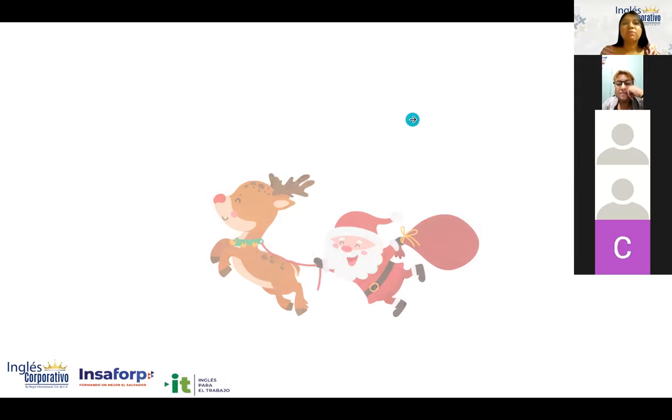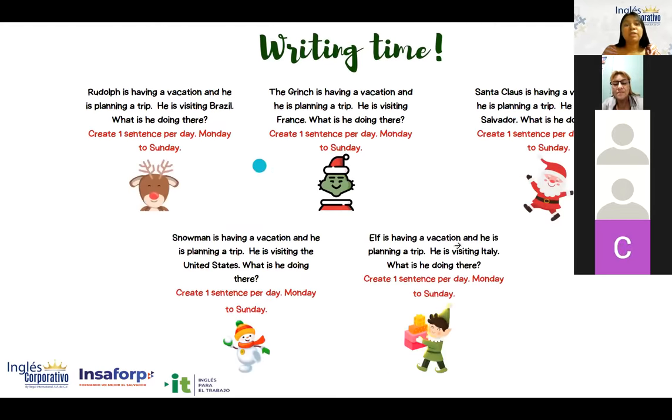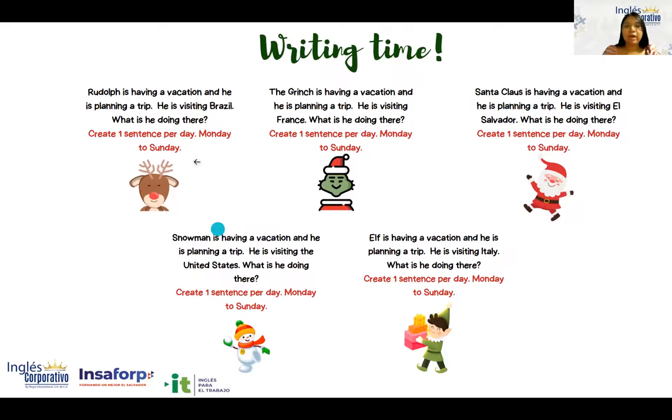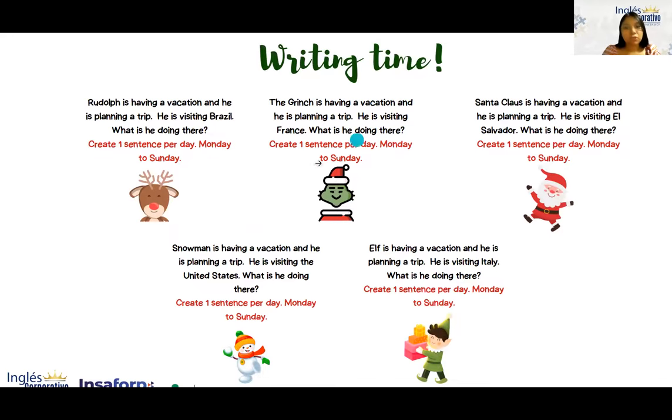Now that we already finished with all of the quizzes, we are going to start with the speaking time. So we have different scenarios right here. We have number one, number two, number three, number four, and number five. The first one says Rudolph is having a vacation and he's planning a trip. He is visiting Brazil. What is he doing there?